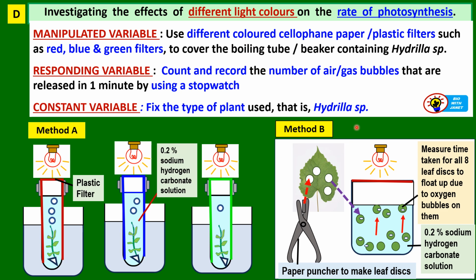Okay, now method B. Now this one is shown on a lot of YouTube channels and becoming more and more popular. Okay, how to investigate effect of different light colors on rate of photosynthesis. There's this one method which you can also see on YouTube.